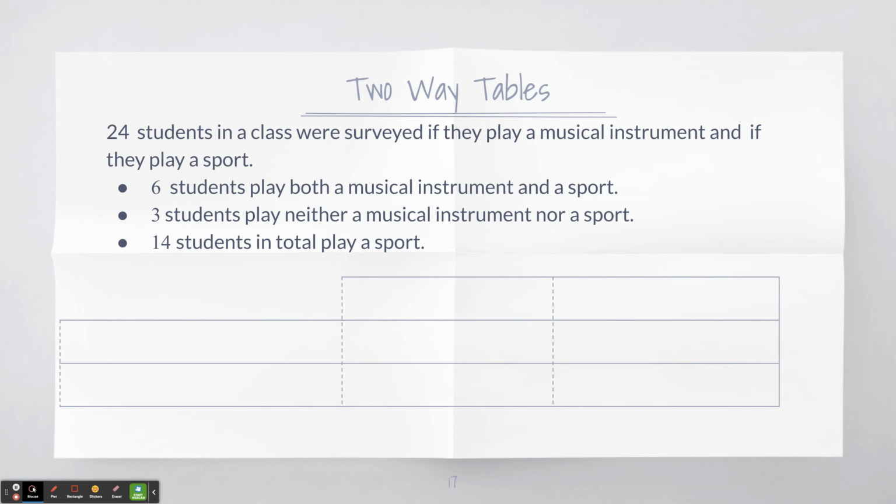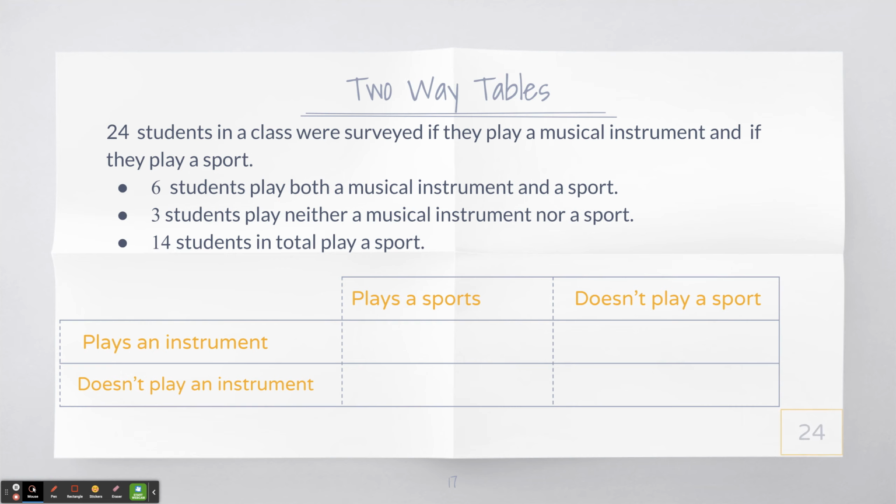So we're going to start with our two-way table, which looks like this. Along the top, let's put plays a sport, doesn't play a sport. Along the left-hand side, let's do plays an instrument, doesn't play an instrument. We know that 24 students have been surveyed. So the total that's going to be represented in this two-way table is 24. 6 of them play both a musical instrument and a sport, so you know where the 6 goes. 3 students play neither a musical instrument nor a sport, so 3 goes in this corner. We know that 14 students in total play a sport.